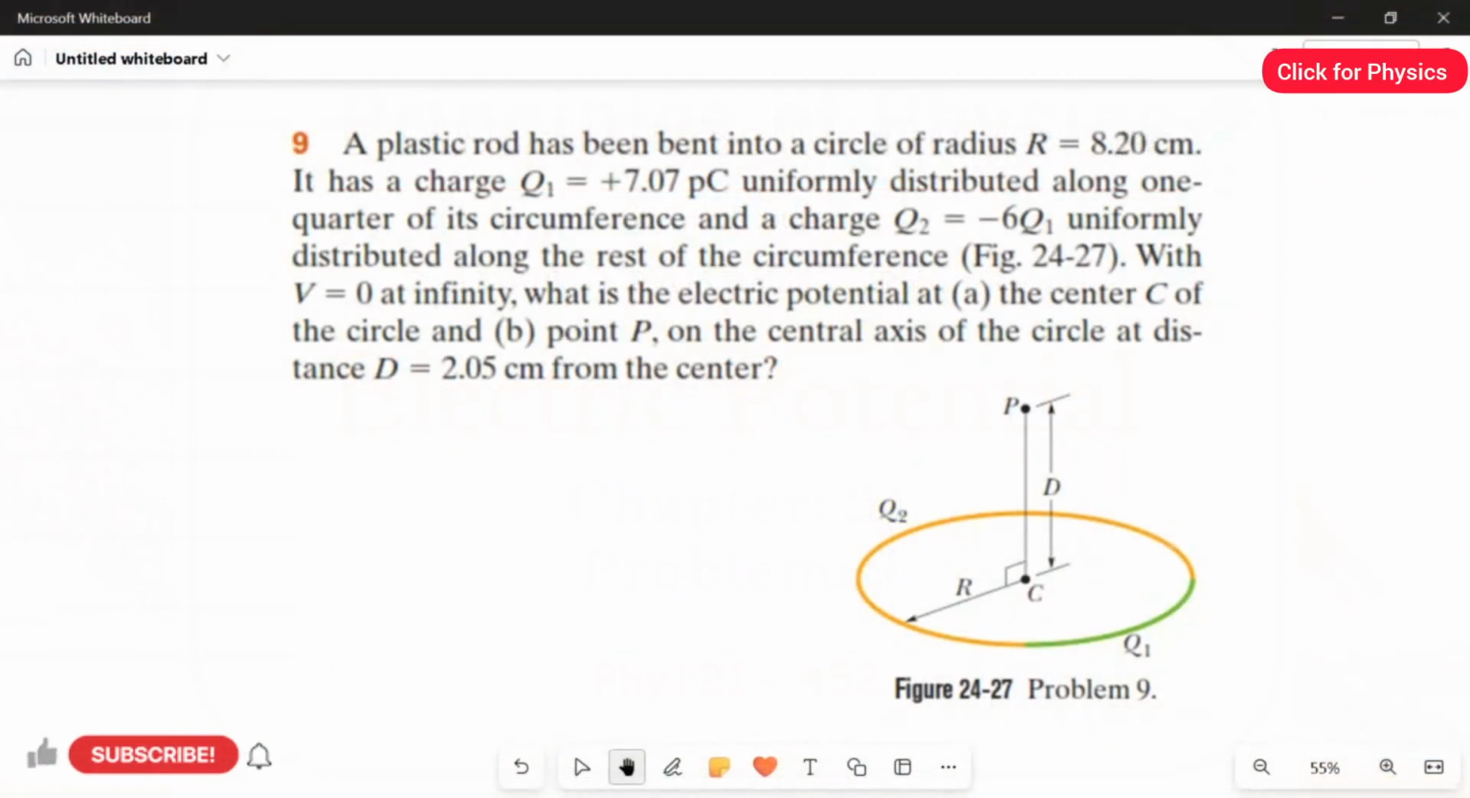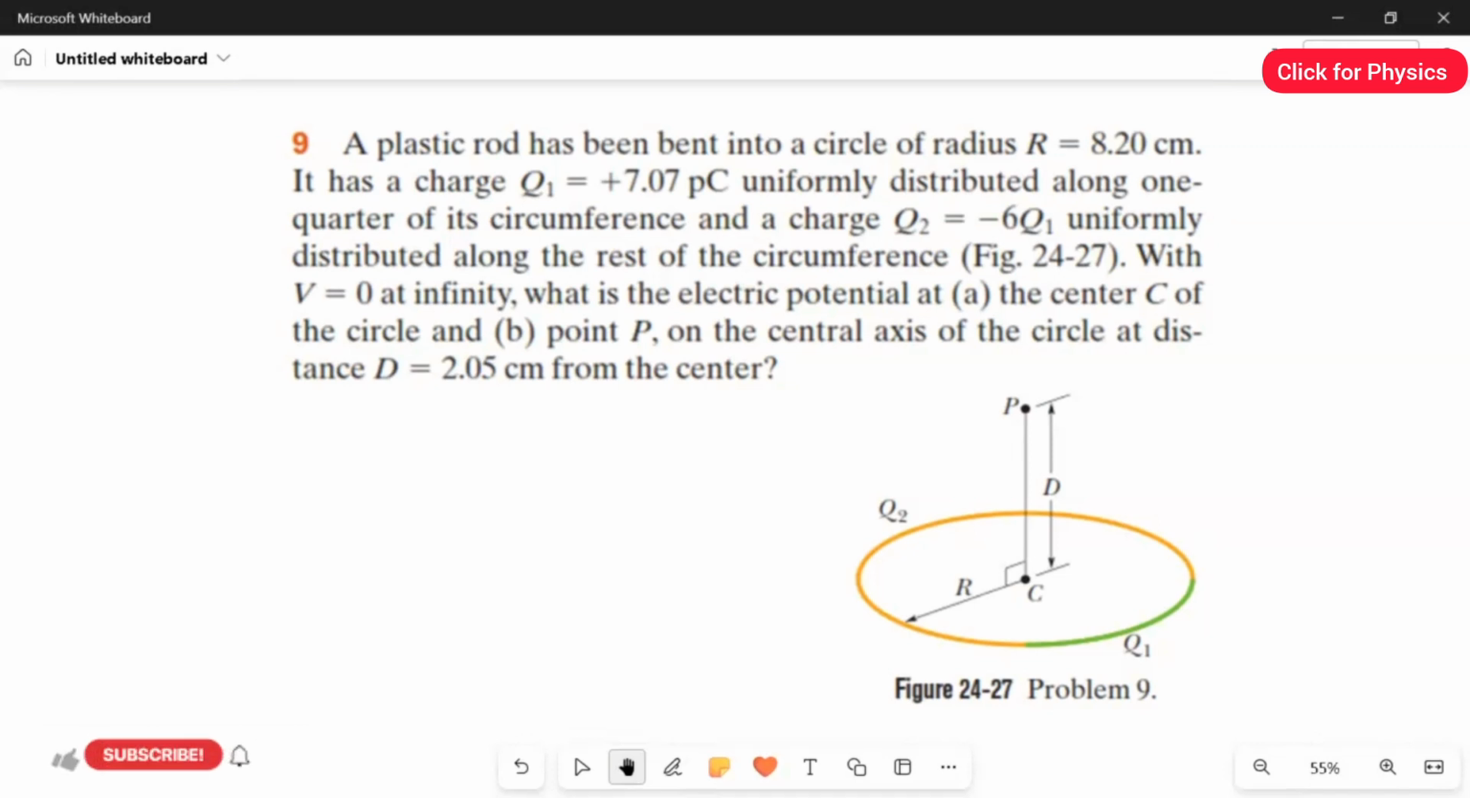Problem 9. A plastic rod has been bent into a circle of radius r equal to 8.20 centimeter. It has the charge q1, which is equal to plus 7.07 picocoulomb, uniformly distributed along 1/4 of its circumference, and the charge q2 equal to minus 6 q1 uniformly distributed along the rest of the circumference.